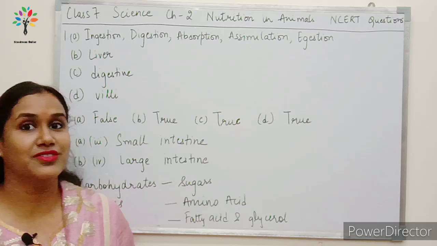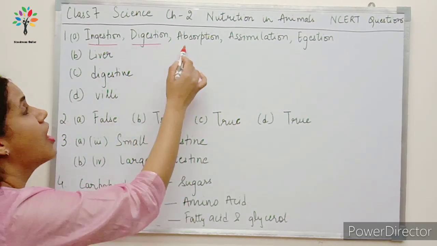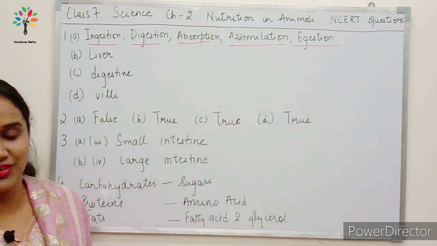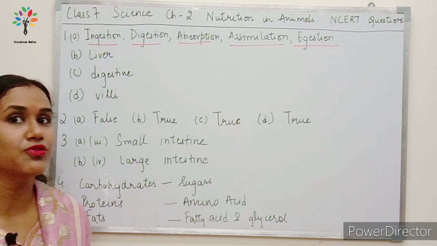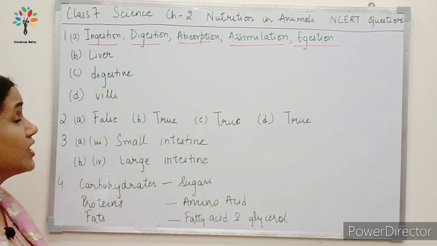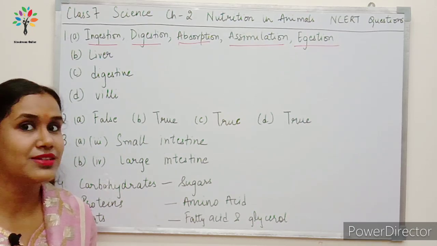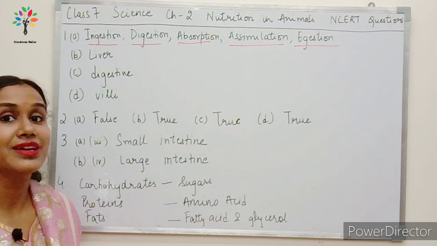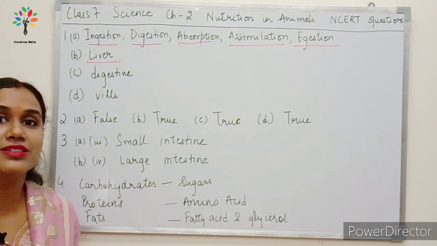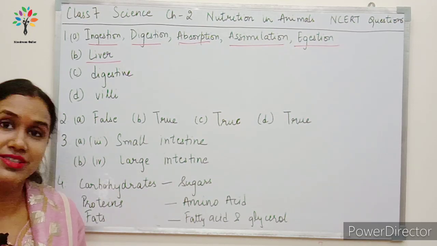So, the answer is ingestion, digestion, absorption, assimilation and egestion, right? These are the 5 steps of nutrition in humans. The second fill in the blank is: the largest gland in the human body is liver. This also we had discussed in the videos.